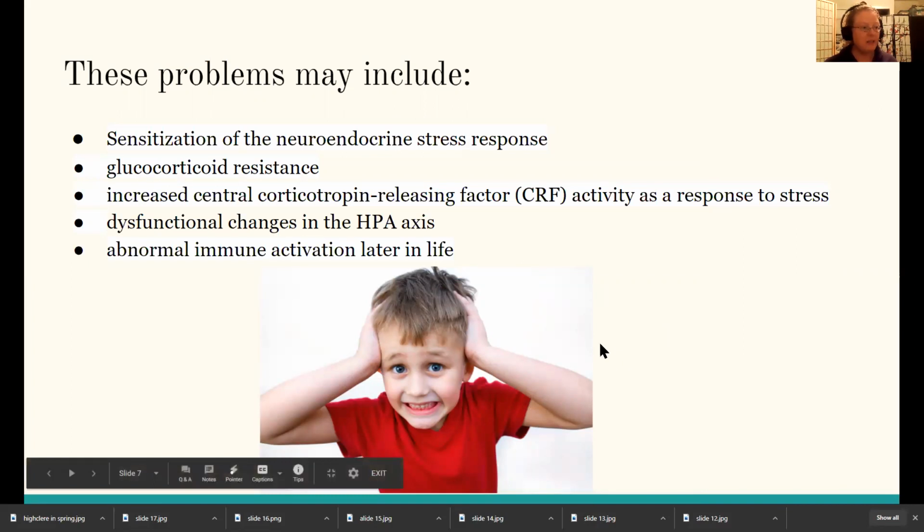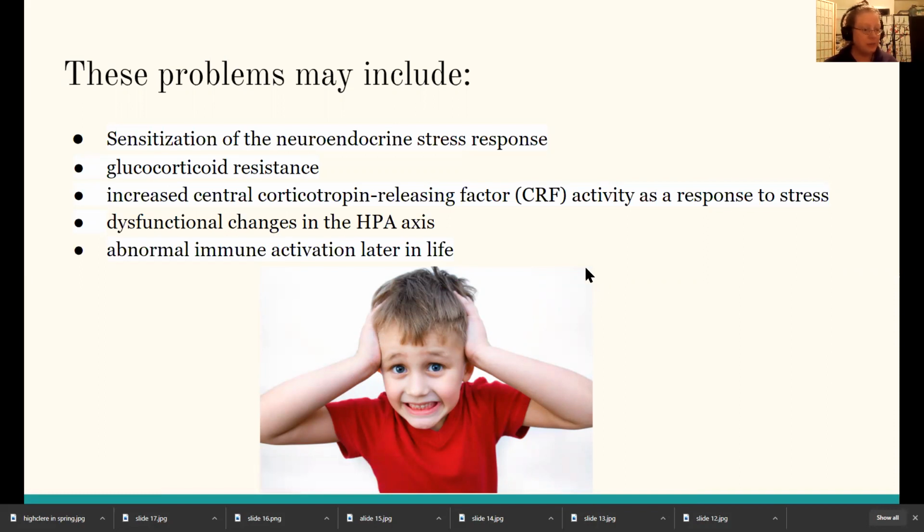These problems may include sensitization of the neuroendocrine stress response, glucocorticoid resistance, increased central corticotropin releasing factor activity as a response to stress, dysfunctional changes in the HPA axis, and that is the hypothalamus, pituitary, and adrenals. And basically, in a way, what this boils down to is very simple. It's the fight or flight stress response being activated in response to day in and day out stresses, which is not supposed to be happening.